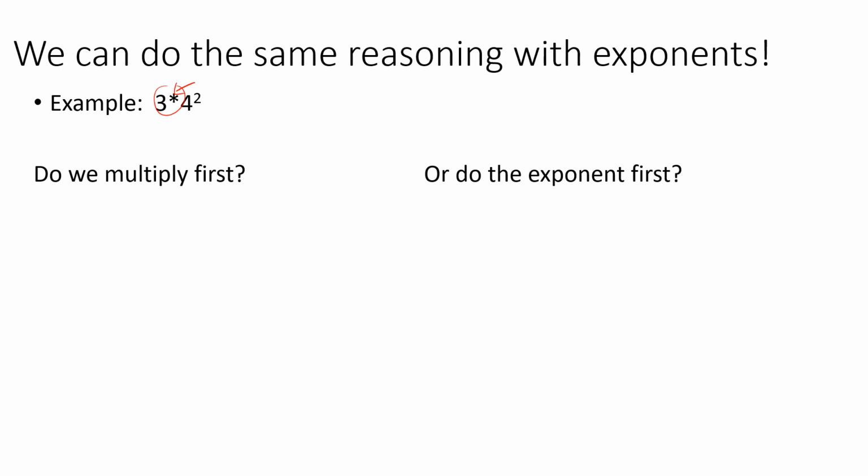So in this case, do we multiply first? We have 3 times 4 squared. The first thing I'm seeing there is the multiplication. So you might think, well, I just did an exercise where multiplying came first. I guess I'll multiply first. So 3 times 4 is 12, and then 12 squared means 12 times 12, or 144. Or maybe we're supposed to do the exponent first. 4 squared is 16, and then 3 times 16 is 48.